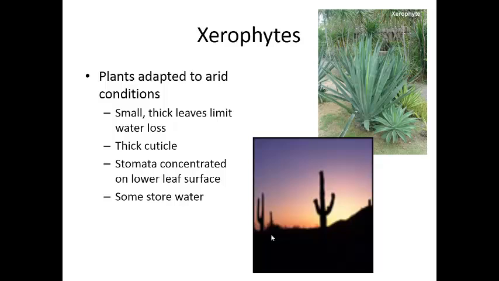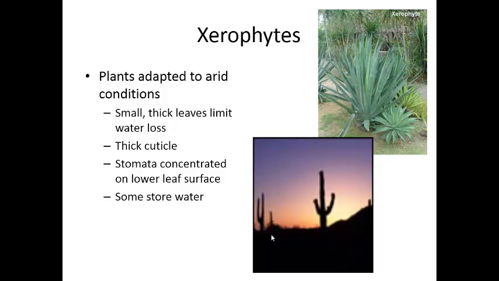Number one, they have small, thick leaves. In the case of the cactus, the leaf is actually found in the form of the needle. And they're going to limit the amount of transpiration. Since the leaves are not flat, they do not absorb excessive amounts of sunlight, and that's going to limit the amount of transpiration that takes place.